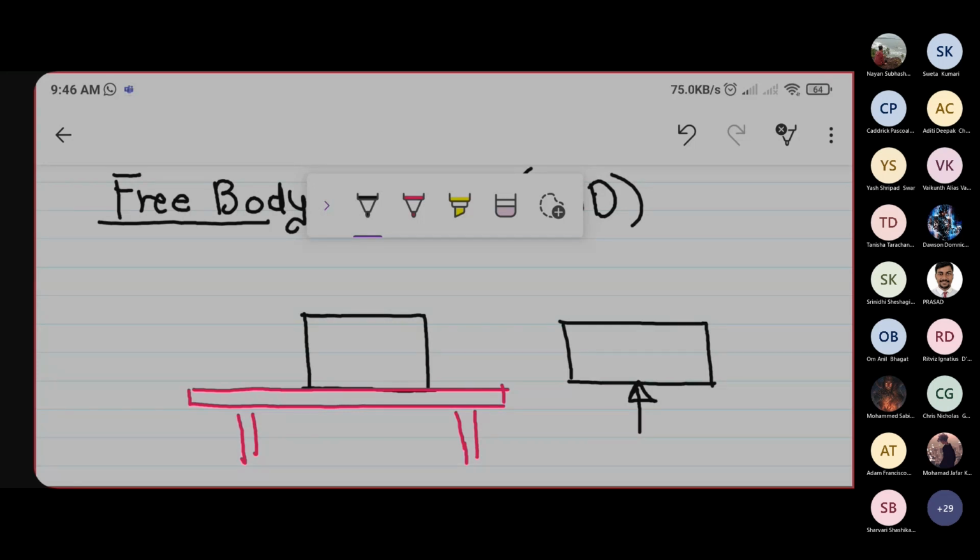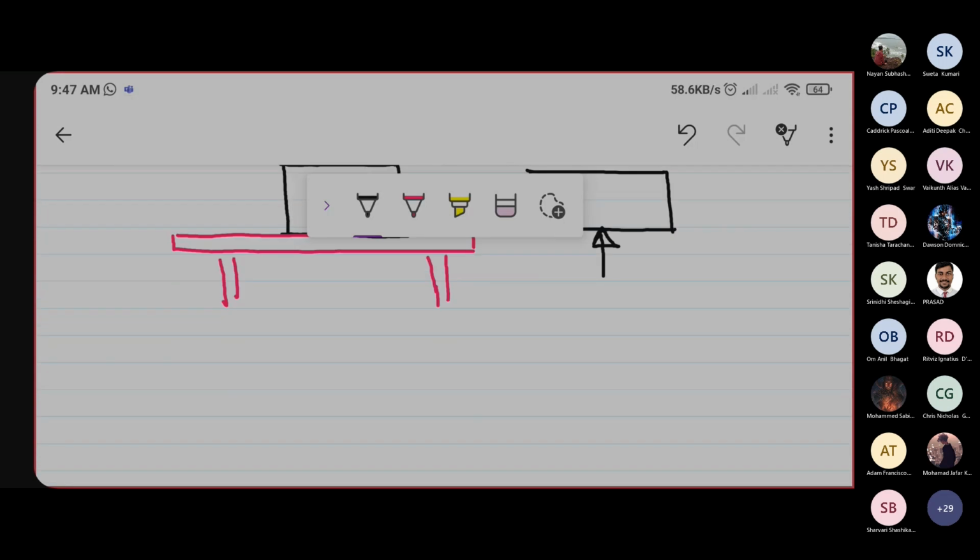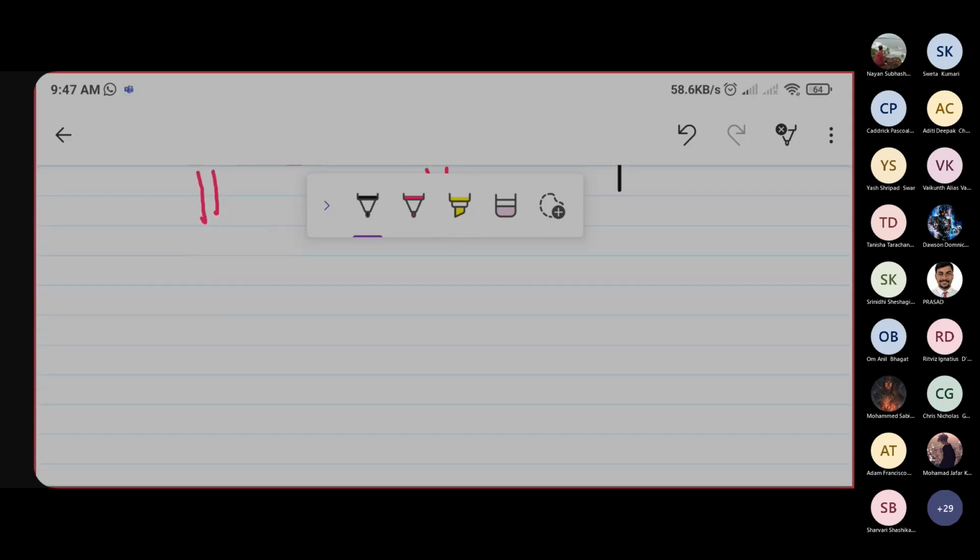Okay. So this force, this load, whatever is applied by this table, we have shown by one force only, one arrow only at a point, and this is called a free body diagram, that is free from support. Okay, let's draw another diagram.